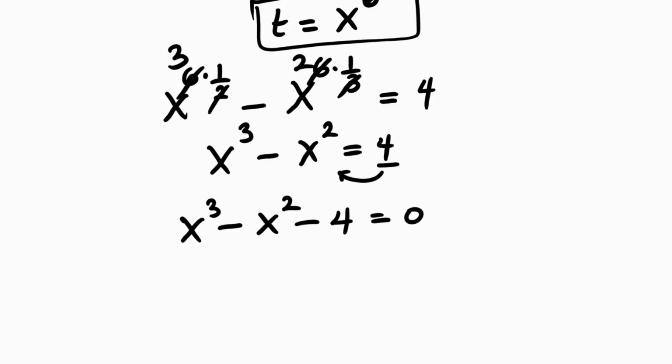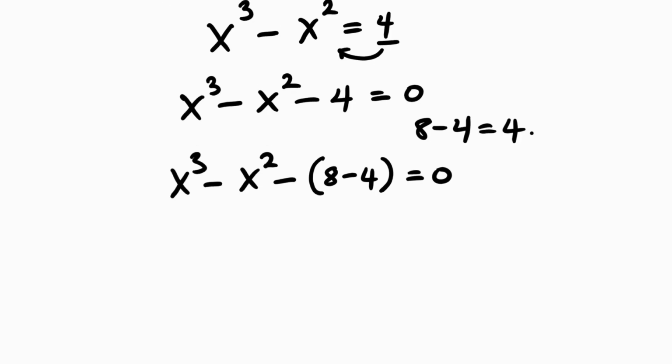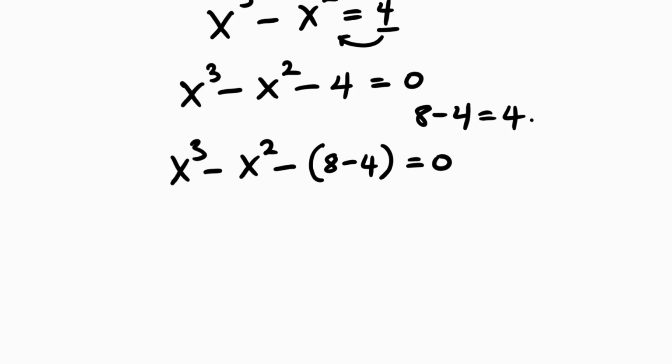Now let's rewrite 4 in such a way that we can raise the numbers to the powers of 3 and 2. So we know that 4 is the same thing as 8 minus 4. Okay? So now we have x raised to the power 3 minus x raised to the power 2 minus (8 minus 4) equals 0. Right? So if we open up the brackets, we have x^3 minus x^2 minus 8 plus 4 equals 0.